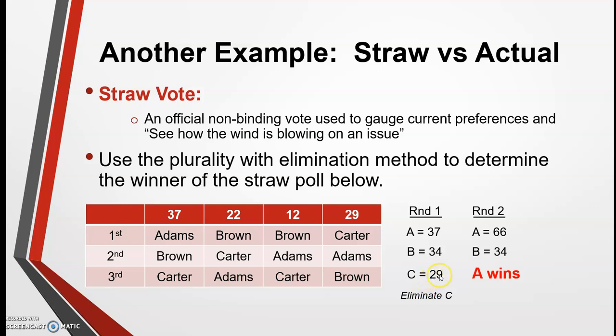So we will eliminate the candidate with the least number of first place votes, which in this case is C, and then we will move on to round two. If we eliminate C, then A now receives the 37 votes from column 1 and the 29 votes from column 4. So A, Adams, now receives 66 votes, and B, Brown, still receives 34. Since 66 is greater than 51, A now has a majority of the first place votes, and A wins.